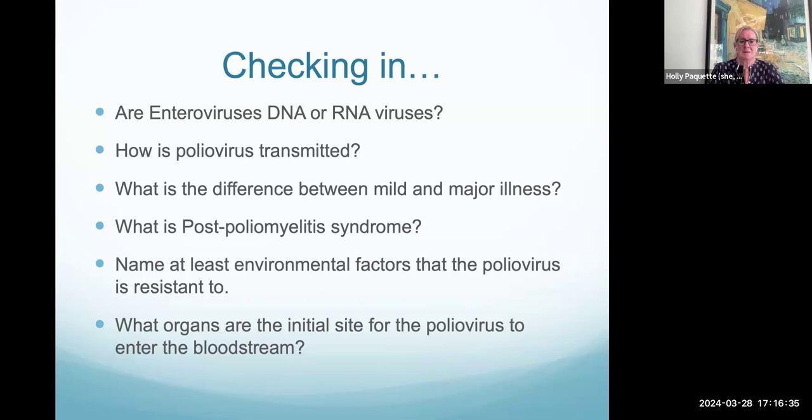Name at least one environmental factor that the poliovirus is resistant to. We know that it's resistant to acid or acidic conditions. It's resistant to cool temperatures. It's resistant to many of the detergents that we would use, and many different chemicals that affect lipids. What organs are the initial site for the poliovirus to enter the bloodstream? There are two lymphoid tissues that we think of, the tonsils and the Peyer's patch.